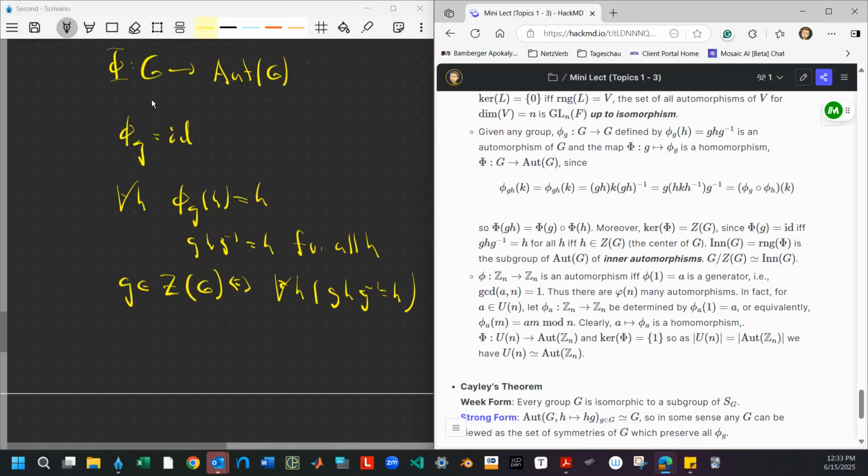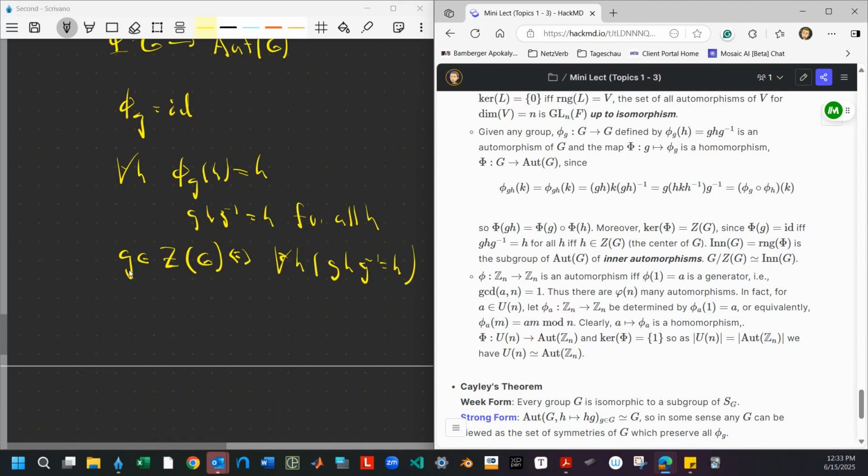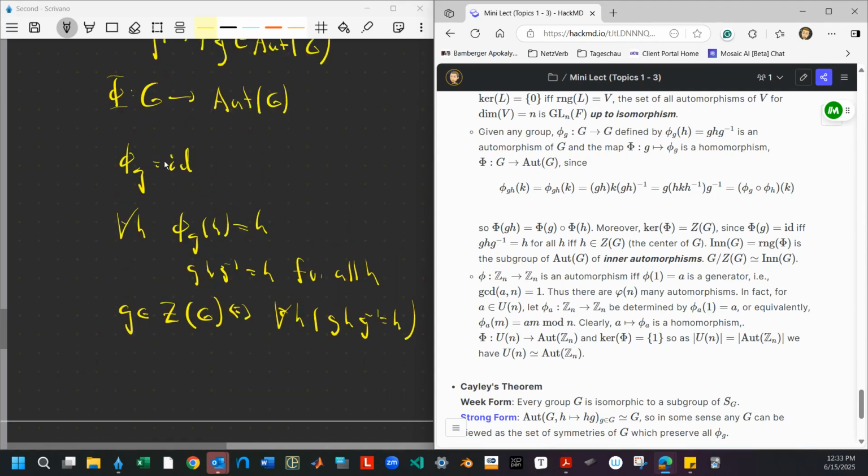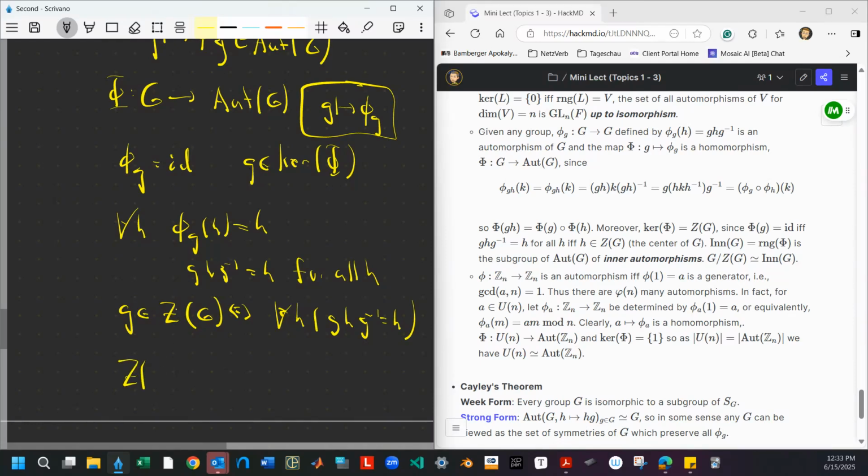Anyway, the point is this, that phi of g is the identity map if and only if g is in the center. So what does this mean? It means that g is in the kernel of this map phi. So I'm mapping g to the automorphism phi of g. The kernel of that map is actually Z(G). So what we've proved here is that Z(G) is the kernel of this map that I'm calling phi.